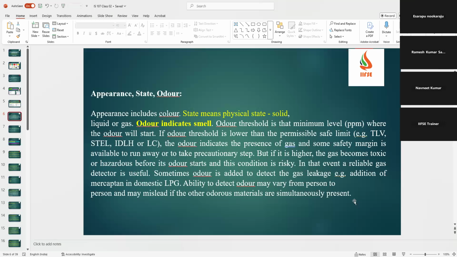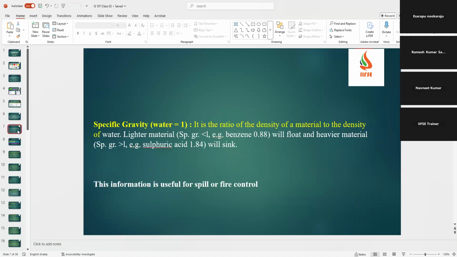And sometimes what will happen in case multiple odors are there, it will be difficult to guess which odor belongs to which chemical. That will be a critical situation. We have to alert immediately.